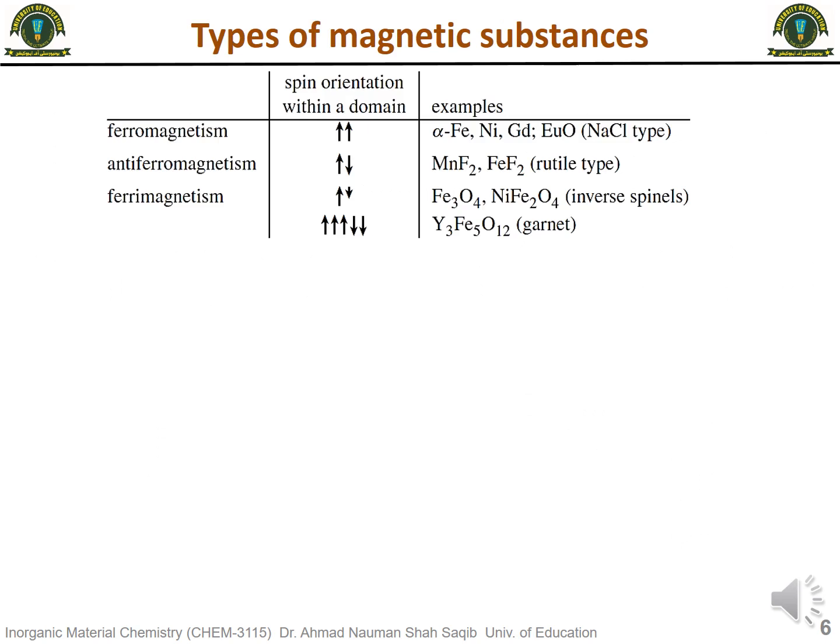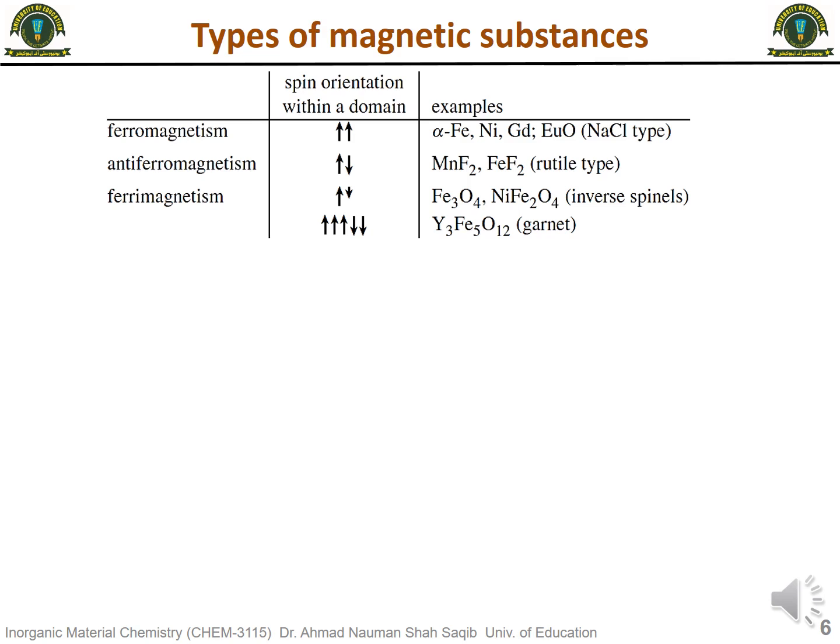So let's now summarize the three types of magnetism we studied today. The first one is ferromagnetism, then anti-ferromagnetism, and then ferrimagnetism. As we discussed earlier, the difference between these is that in ferromagnetic materials, the magnetic domains are aligned parallel to each other as well as to the applied magnetic field.